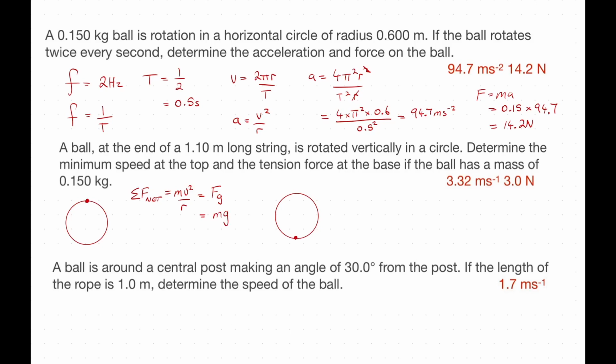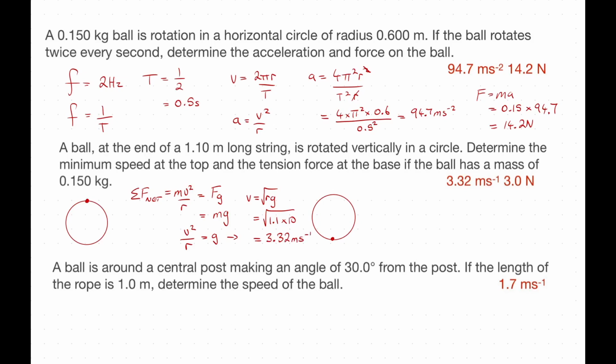Our masses are going to cancel, but we're going to be left with our v squared on r is going to be equal to gravity. So therefore our velocity is going to be equal to the square root of r times g, which is going to be equal to the square root of 1.1 times 10, which should be coming out as 3.317 meters per second, but 3.32 meters per second.